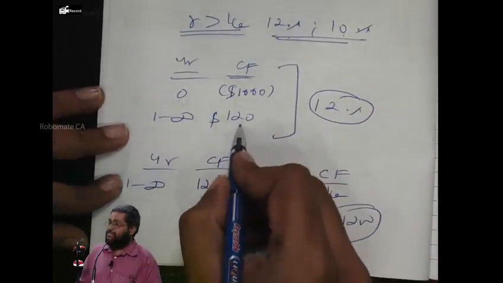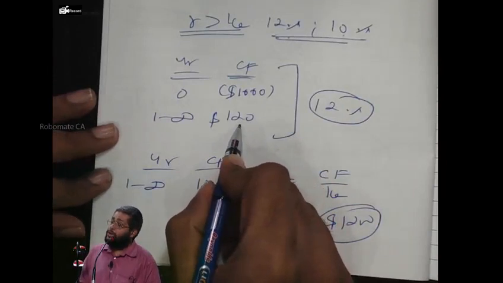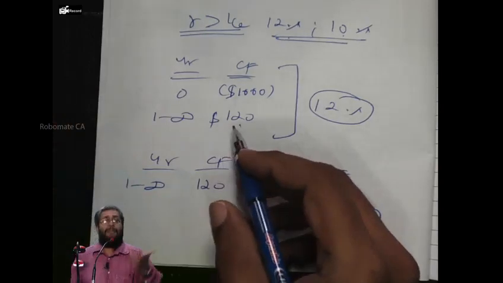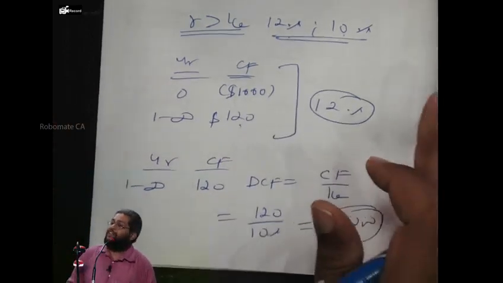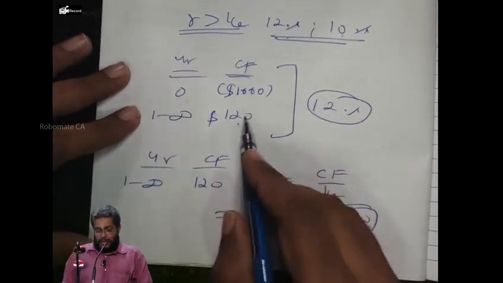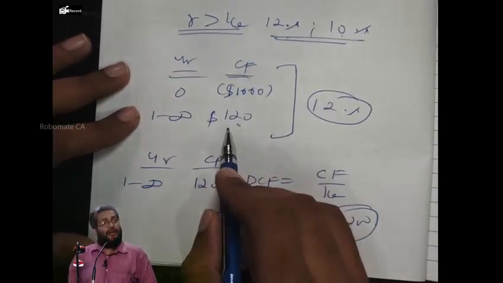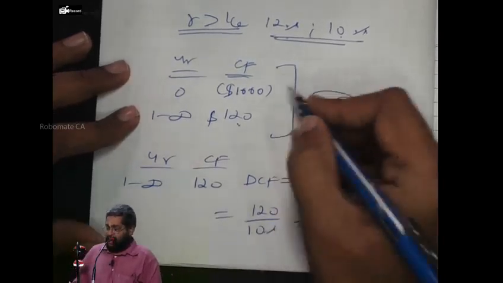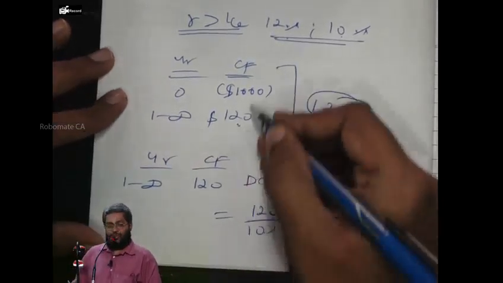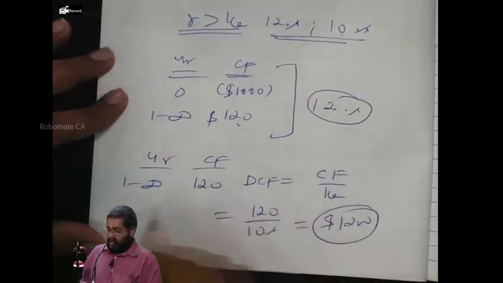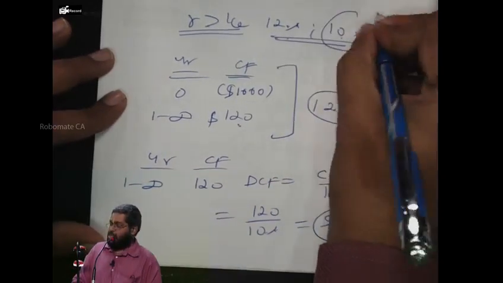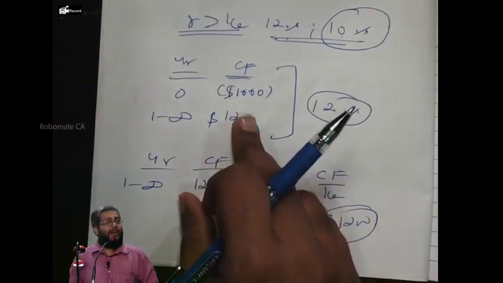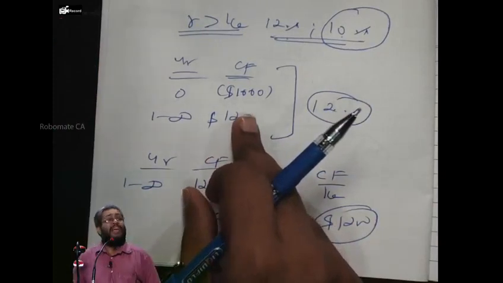Now, I say this machinery gives you $120 every year, for how many years? Forever. A perpetual investment, a simplicity assumption. Are you following or not? What is the discounted cash flow? Cash flow divided by R. The IRR for this is how much percent? 12%. Now, if I discount at KE, the shareholder wants how much return? 10%. They are getting 120 forever. The required rate of return is what? 10%. What is the value of a bond? Tell me.